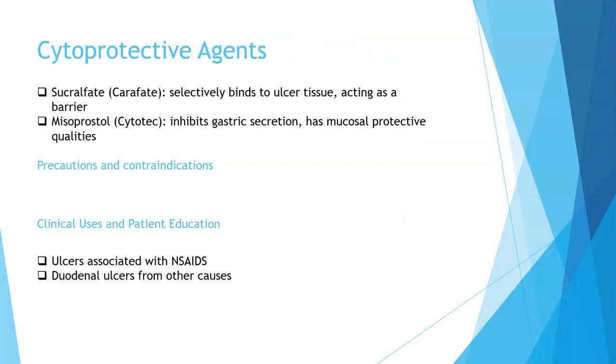So cytoprotective agents. That is Carafate. It binds to ulcer tissue and it acts as a barrier. There's also misoprostol, which inhibits gastric secretions, and it has mucosal protective qualities. Precautions. Category X for misoprostol. If anybody has any labor and delivery experience, you know what Cytotec is used for. So that is a category X.